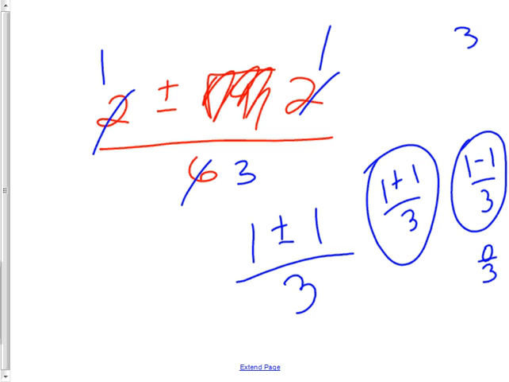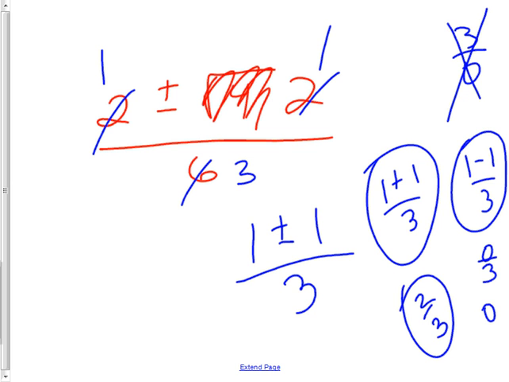If we had this, it's I have 3 cookies divided amongst 0 people, and that's like, what? And so the calculator says error. So this is bad. Can't have that. This is okay, and the answer is just 0. So this one's 2/3. So my answers are 2/3 and 0.